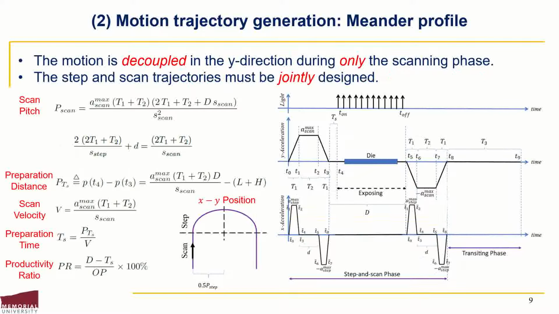Unlike the square profile, in the Meander profile, the motion is only decoupled in the y direction during the scanning phase. This is clear from the timing diagram shown. Note that the XY position is a Meander profile and has no flat regions during the stepping phase. Both the step and scan trajectories must be jointly designed.